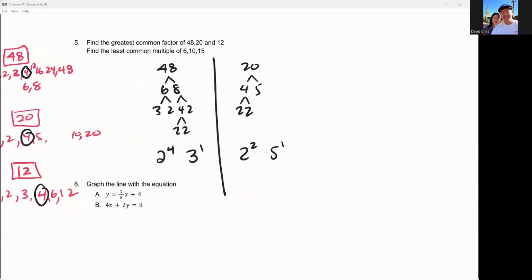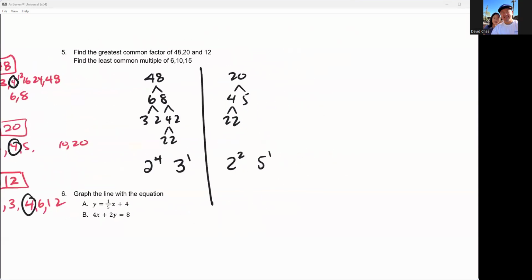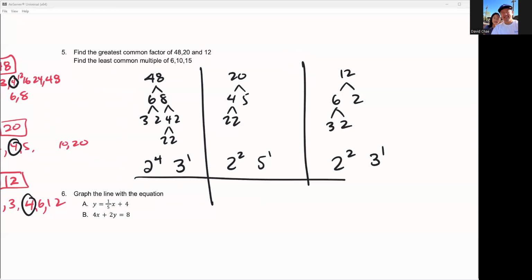So remember, we're choosing the lowest of each factor, right? So we're choosing 2 2. We're choosing 3. Remember, this has a 3 to the 0. This has a 5 to the 0. So 3 to the 0 and 5 to the 0. So 2 squared. Remember, this is 1. This is 1. This is 4. So the answer is 4. I hope you guys remember that.